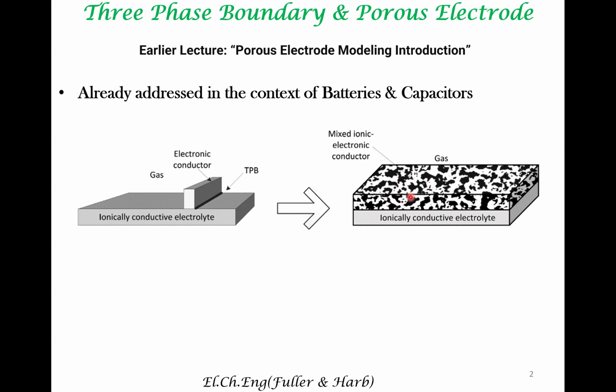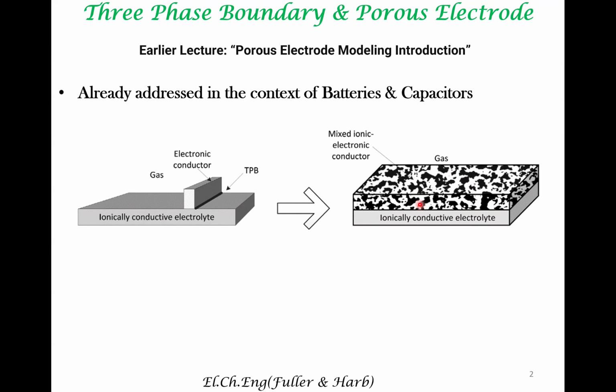But what is important to understand is that there is a so-called percolation pathway that exists in a three-phase boundary. Percolation pathway means there is a continuous pathway of three-phase boundary in this kind of system. It's a mixed ionic electronic conductor that allows for gas phase transport.